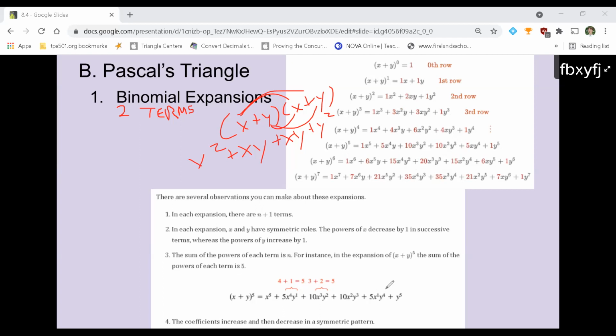Notice how the powers work. The powers always add up to the power of the row. 7 plus nothing is 7. 6 plus 1 is 7. 5 plus 2 is 7. 4 plus 3 is 7. 3 plus 4, 2 plus 5, 1 plus 6, nothing plus 7. The most important pattern, though, in this whole triangle is on the next slide. Before we do that, does anyone see a pattern in how we can make this row?